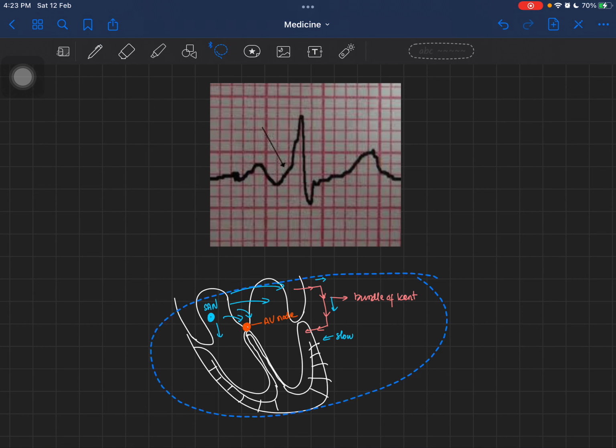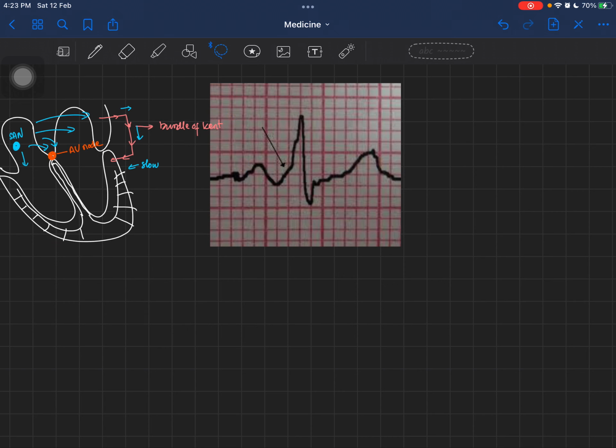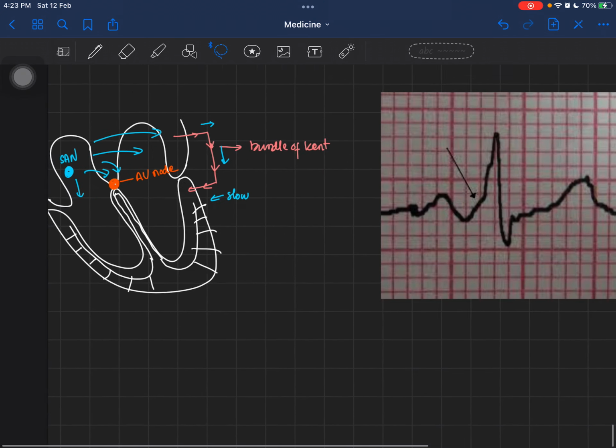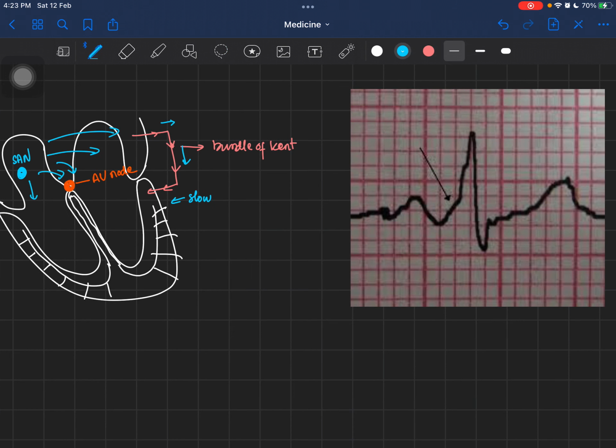So here we have a picture, an ECG tracing of Wolff Parkinson White syndrome. What is happening in this ECG? Is there any problem with the atrial contraction? No, there is no problem with the atrial contraction. If the person does not have any other comorbidities of the heart, the P wave will be normal. So there is nothing to worry about in the P wave.